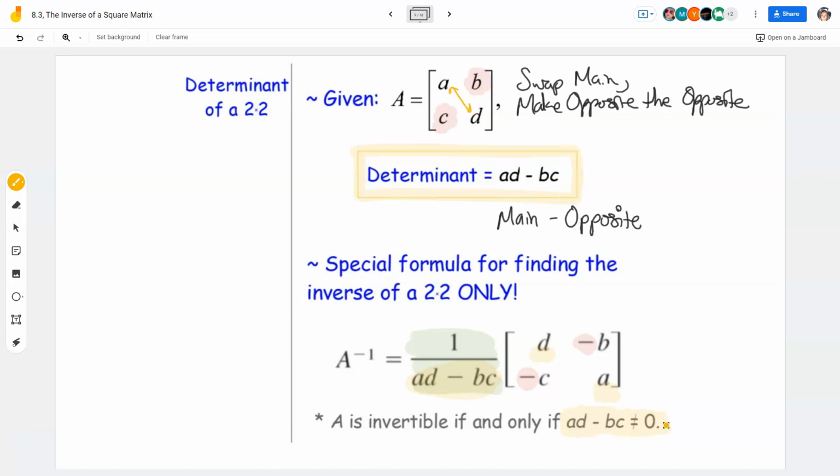Anyway, coming back. This is the invertible test. It all has to do with the determinant and whether the determinant is non-zero. If the determinant is non-zero, it has an inverse. If the determinant is 0, it does not. The invertible test: the determinant cannot be 0.